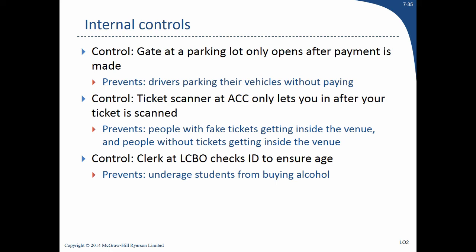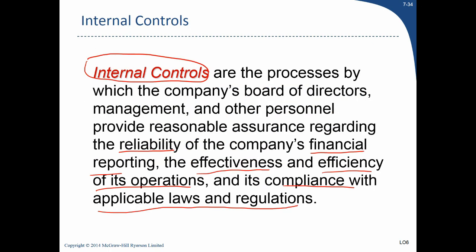The clerk at the LCBO checks your ID to ensure age. The LCBO cares about laws and regulations, right? Again, it prevents underage students from buying alcohol. So all of these are examples of actual internal controls that exist at companies. Okay, but these are more operational in nature.